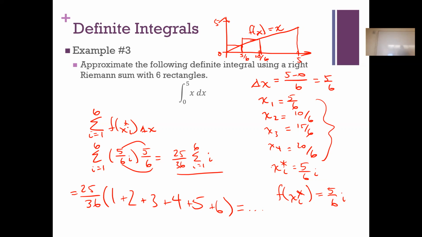what did we say about this number we were going to get? Is this going to be accurate? It's going to be an overestimate. Why do we know that? Right. So this exactly comes out to be 525 over 36, which is about 14.6.